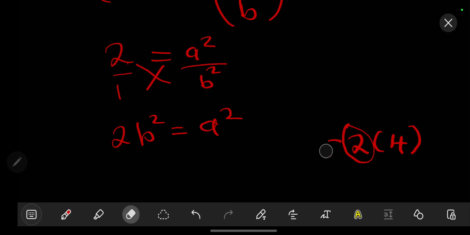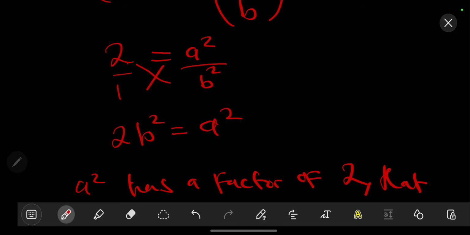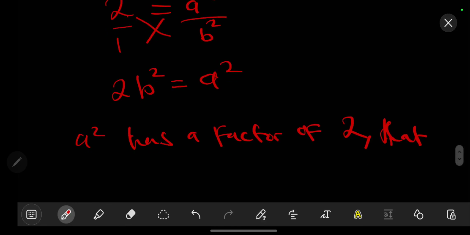So we are going to say that a squared has a factor of 2. Then that means if a squared has got a factor of 2, that means a has a factor of 2.